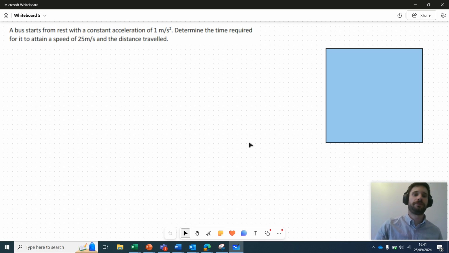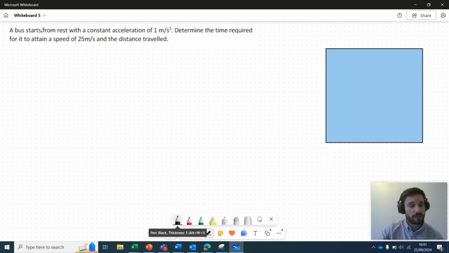So we have this incredibly simple problem here. It states a bus starts from rest with a constant acceleration of 1 meter per second squared. Determine the time required for it to attain a speed of 25 meters per second and the distance traveled.